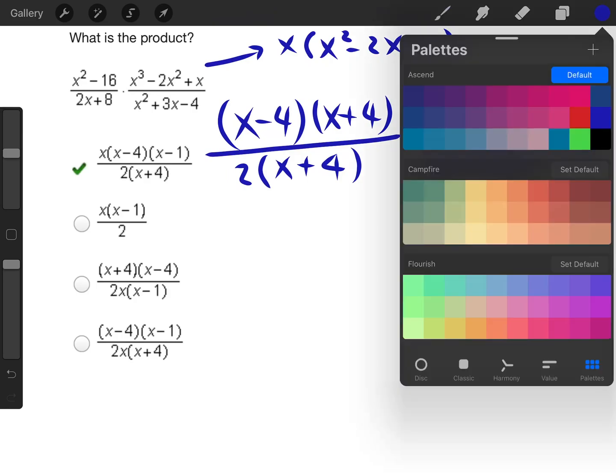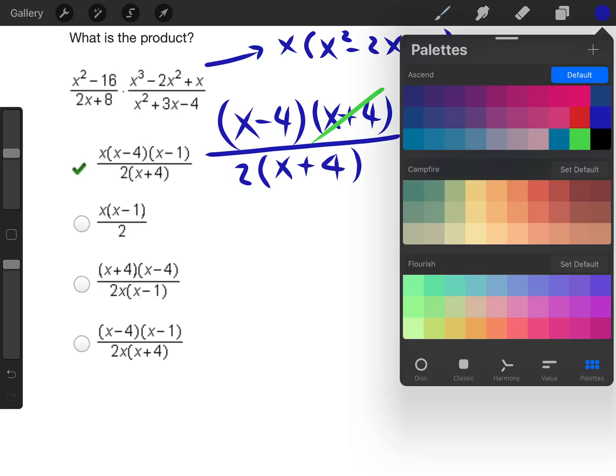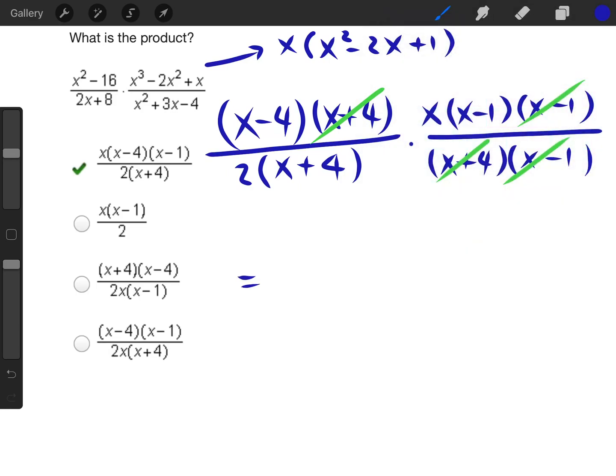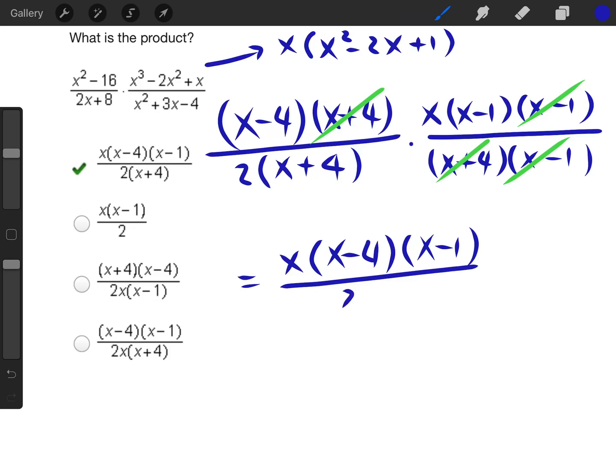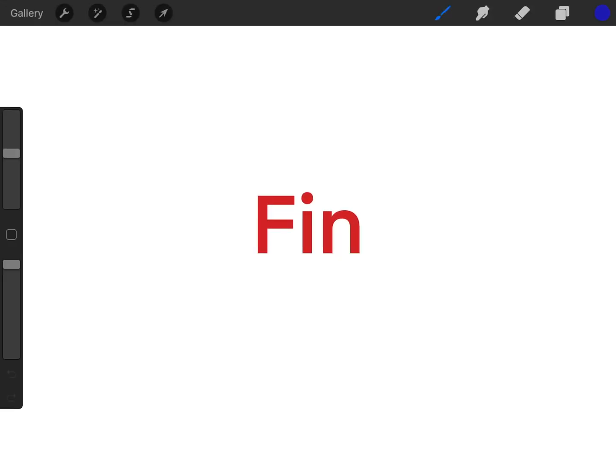Okay, now let's go ahead and cancel out some stuff. X plus 4, cancel them out. X minus 1, cancel them out. Okay, so now just multiply across. You get x times x minus 4 times x minus 1 over 2 times x plus 4. Okay, gets kind of complicated. Anyway, that's it for the quiz.